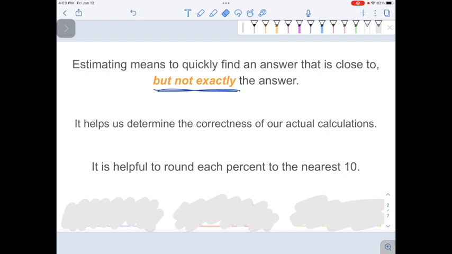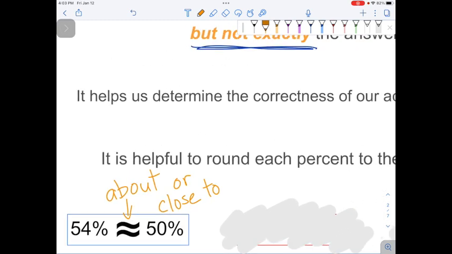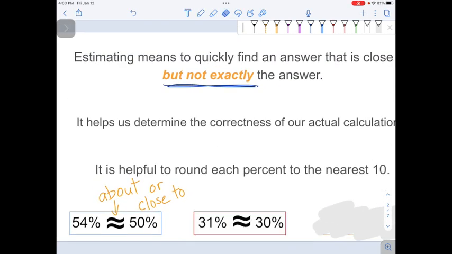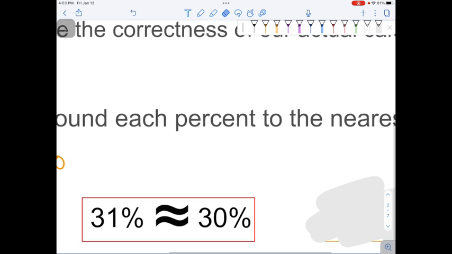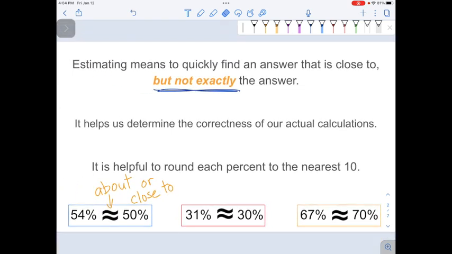It is helpful to round each percent in the problem to the nearest 10. For example, 54% is close. This math symbol here means about. It is close to 50%. 54 is close to 50. Right? Or 31% is close to 30. Yeah, they're only one apart. Or 67% is about 70. So this is rounding. If you're not great at rounding, it's okay. Just think about what easy number is the percent close to.